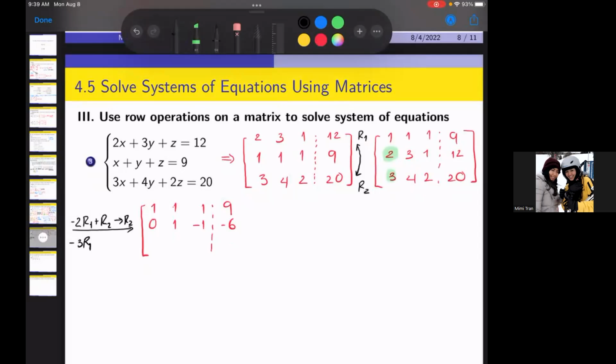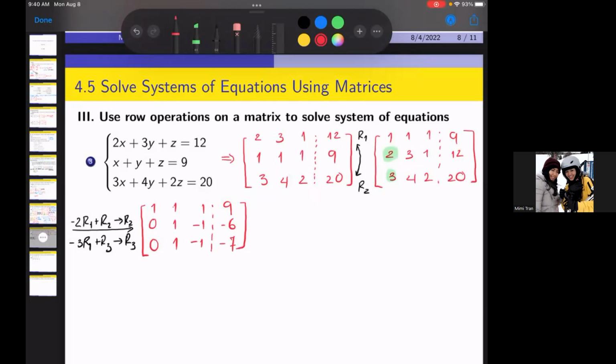So negative three is R1 plus R3, give me new R3. Negative three times one, negative three plus three is zero. Negative three times one again, add to four, right? So negative three plus four is one. Negative three times one again, add to two. So negative three plus two is negative one. And negative three times 9 is negative 27, plus 20 is negative 7.